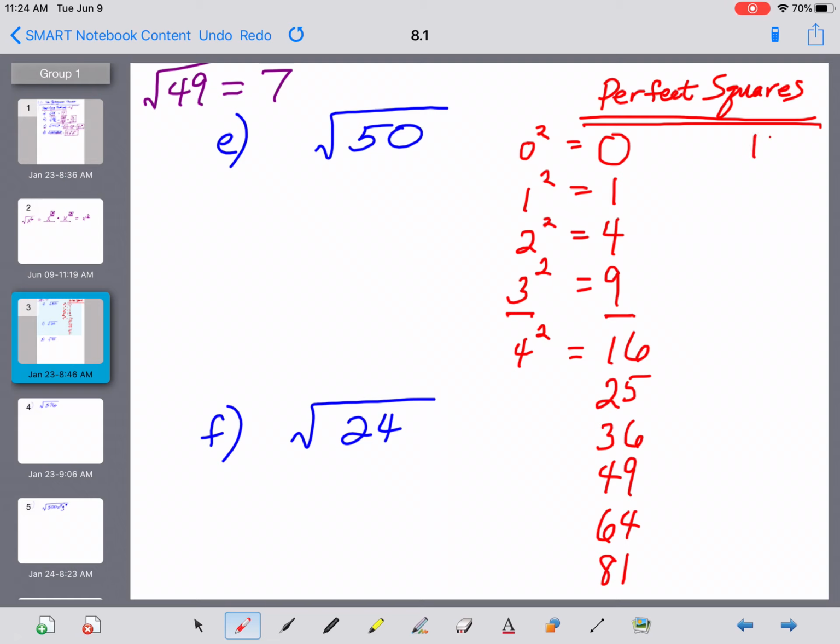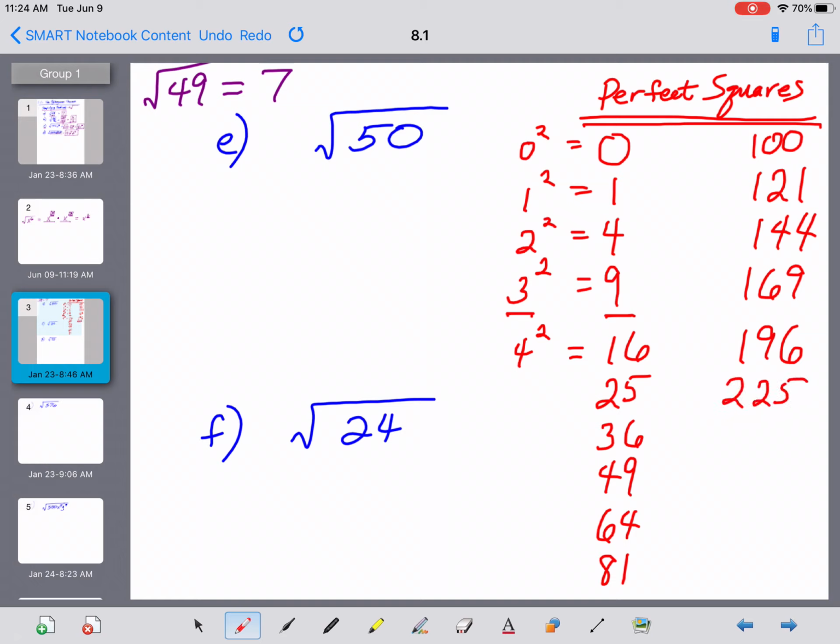10 times 10 is 100. 11 times 11 is 121. 12 times 12, 144, and we're going to go just a little bit further. 13 times 13 is 169. 14 times 14 is 196, and 15 times itself is 225.